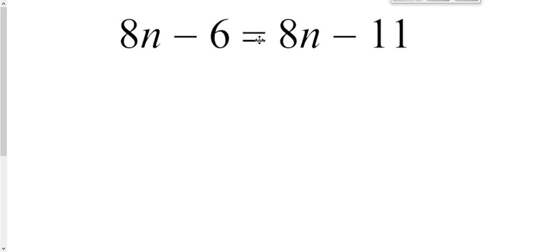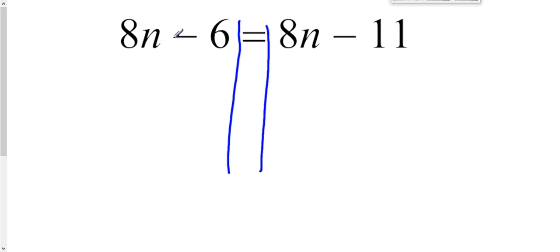8n minus 6 equals 8n minus 11. First thing with both side equations is you can't have our variable on both sides. One of them has to go away. So I'm going to get rid of the 8n. We get rid of the entirety, not trying to break the multiplication. We're not trying to get the 8 away from the n. We're trying to get the 8n away from everything else.